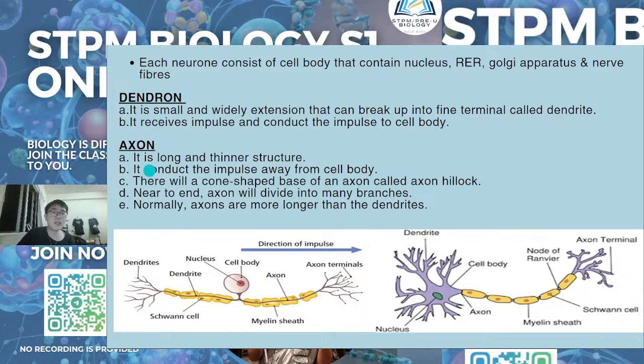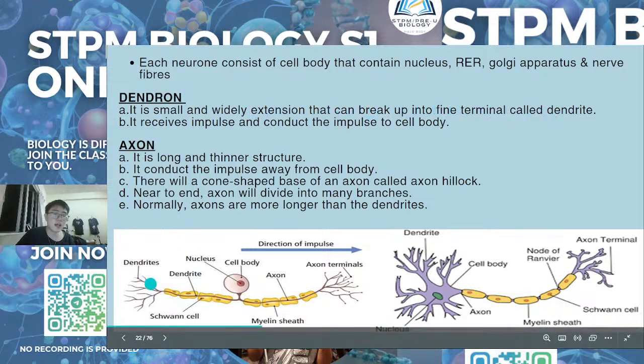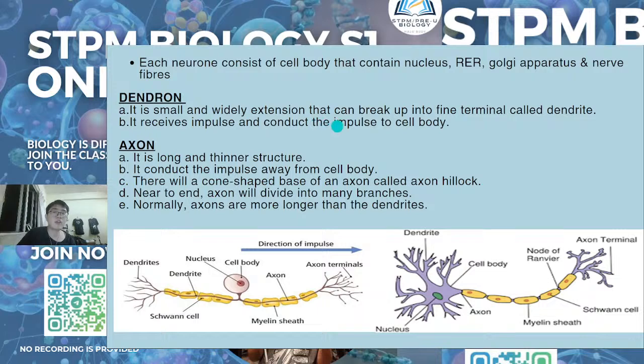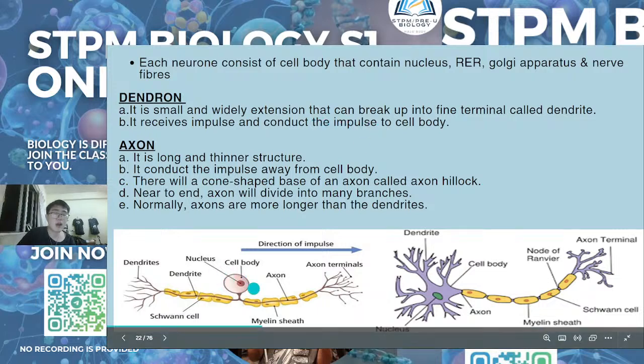So, dendron and axon. The dendron is the small and widely extended part that breaks up into terminals called dendrites. So these are called dendrites, the branch-like structures. They receive the impulse and conduct the impulse toward the cell body.